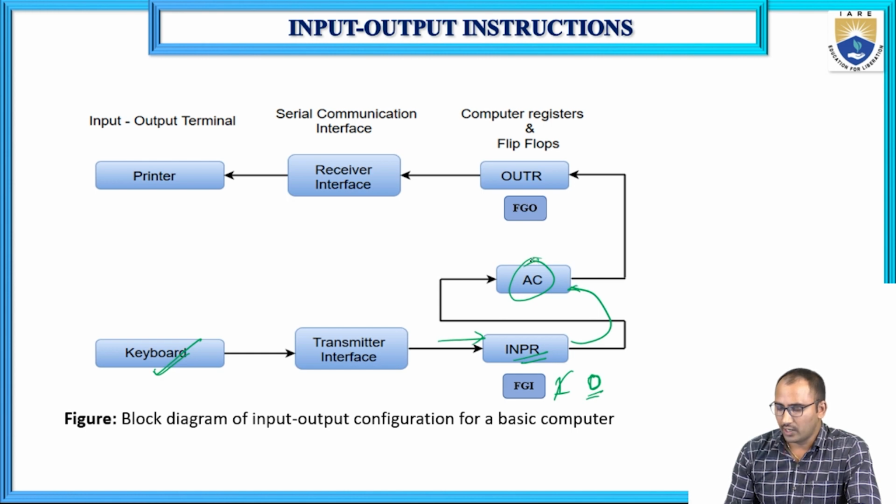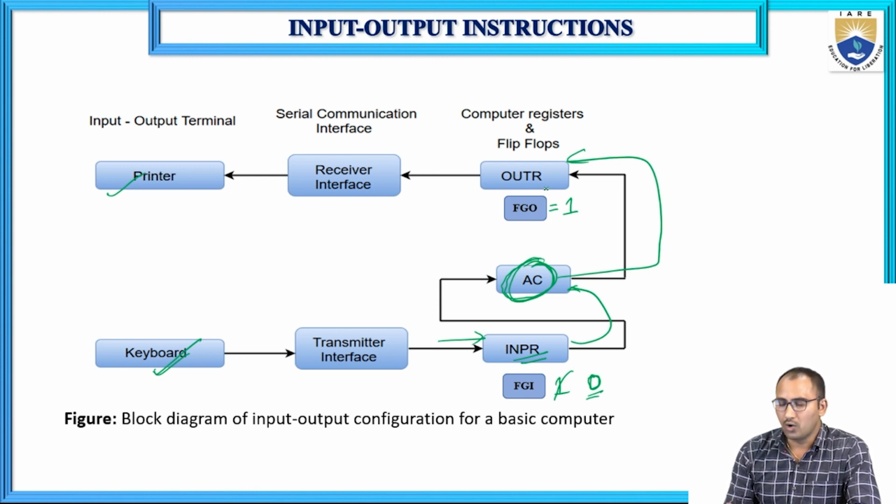Similarly, whenever the accumulator has accepted the input register data, that can be given to the output device. The output device is a printer. After accepting the data from the input register, the accumulator will give it to the output register. The default value of FGO is equal to 1. FGO equal to 1 indicates that the output register is empty.